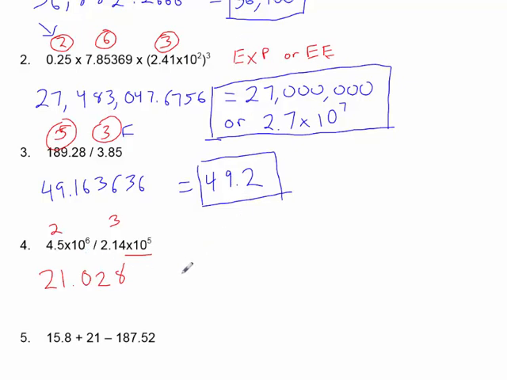Now, we only want it in 2 significant figures, meaning our answer would be 21. So, condense that down to 2 significant figures, and it is 21, which is correct for this problem.